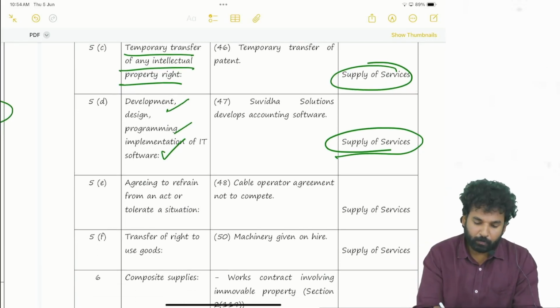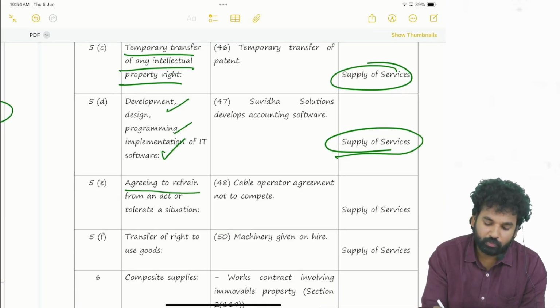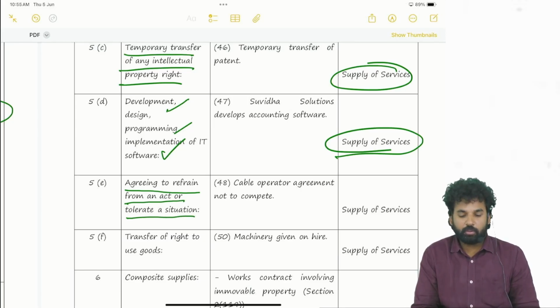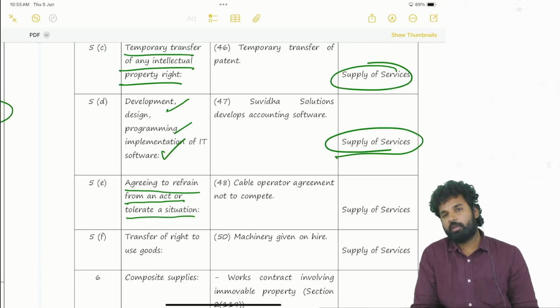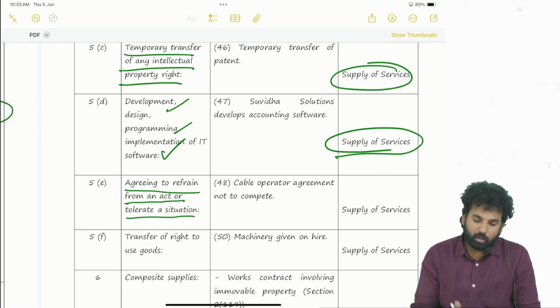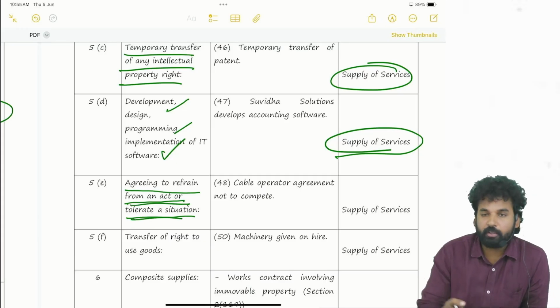Right. Next, we have already seen these words: agreeing to refrain from an act or tolerating a situation. While reading the definition of consideration, we have seen this: agreeing to refrain from an act or to tolerate an act. In the definition of consideration, doing an act, not doing an act, or tolerating an act. Doing an act for consideration. Not doing an act, that is non-compete fees. Or refrain from an act, or tolerating an act.